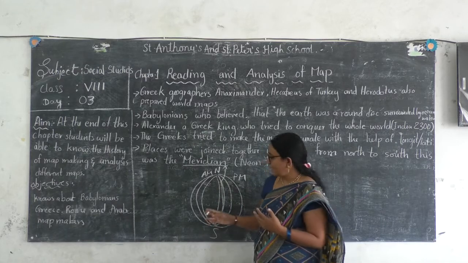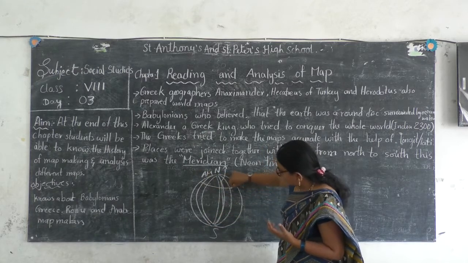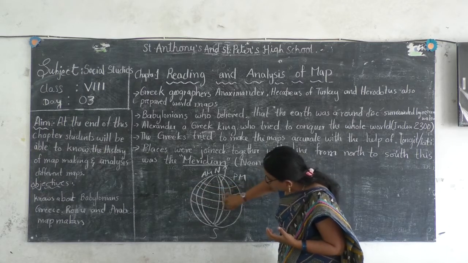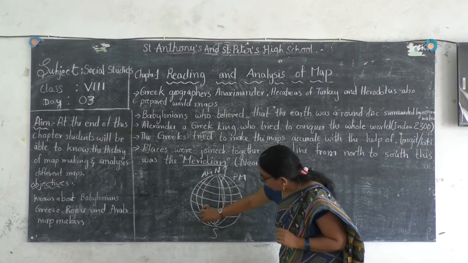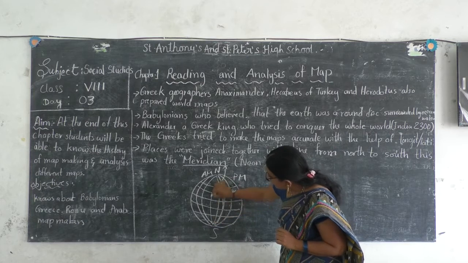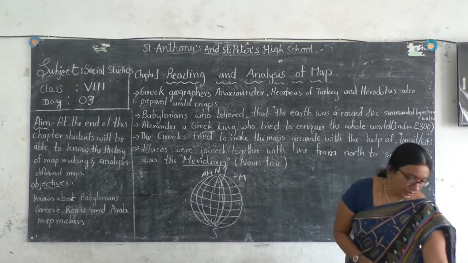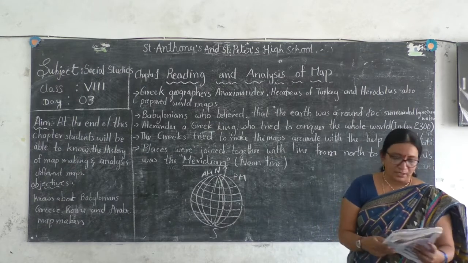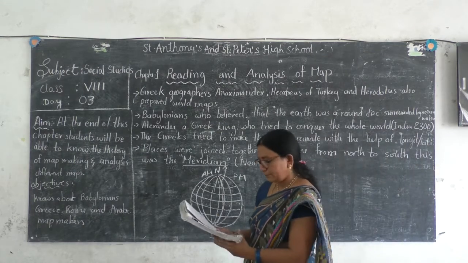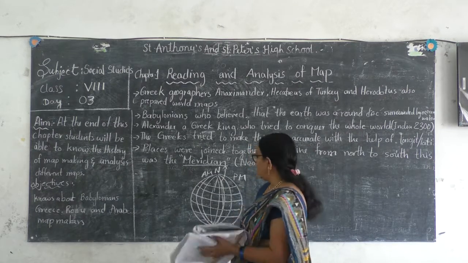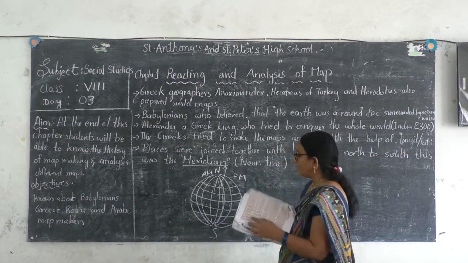Coming to this again, these latitudes and longitudes helped them a lot to identify places perfectly across the entire world. So then what happened? Alexander and the Greeks made use of the meridian.